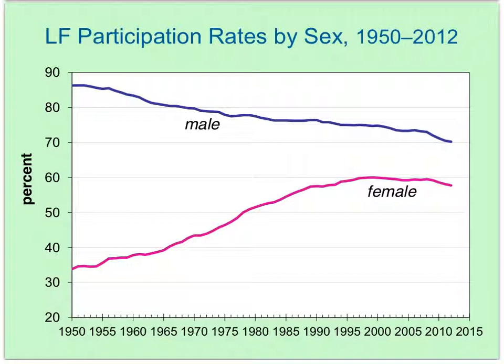When you look at the data, you see that in the 1950s, only 33% of women were working or looking for a job, in contrast to 87% of the men. Over the past 60 years, the difference in participation rates has gradually diminished as growing numbers of women have entered the labor force and some men have left it. Data for 2012 show that 58% of women were in the labor force, compared to 70% of the men. So men from 87 to 70, women 33 to 58, okay?